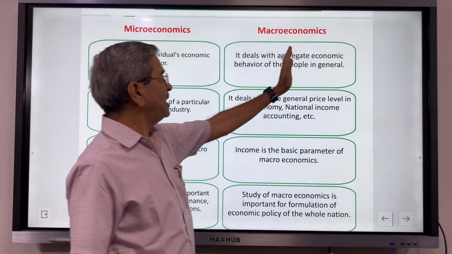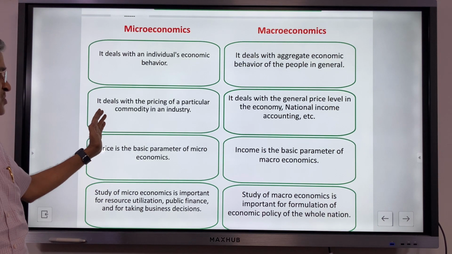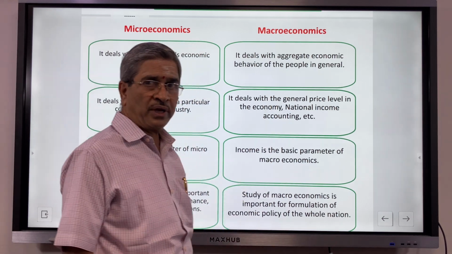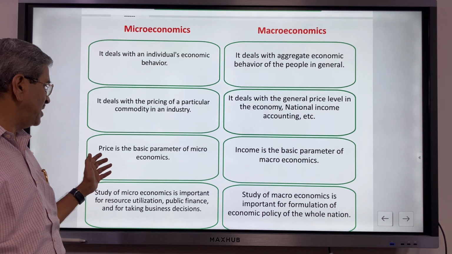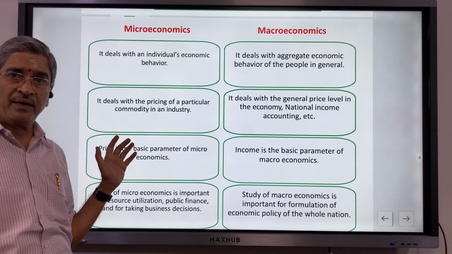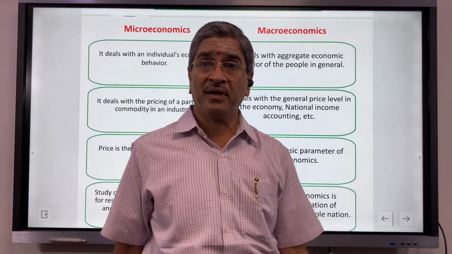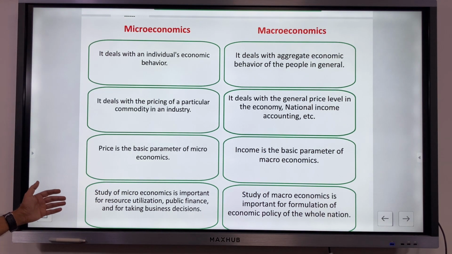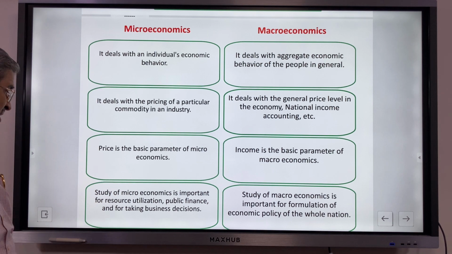If you want to know the difference between these two, microeconomics deals with individual economic behavior, macroeconomics deals with aggregate economic behavior. This deals with a particular commodity in an industry, this deals with the price level, the economy, national income accounting, etc. Price is the basic parameter in microeconomics, and income is the basic parameter at the national level. And the study of microeconomics is important for resource utilization, public finance, and for taking business decisions.